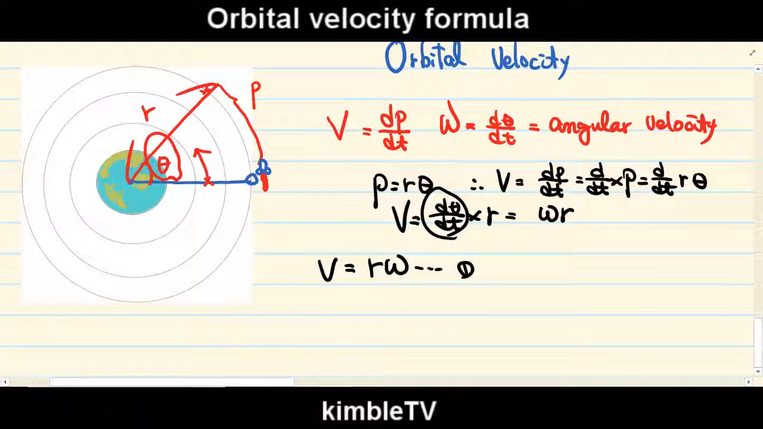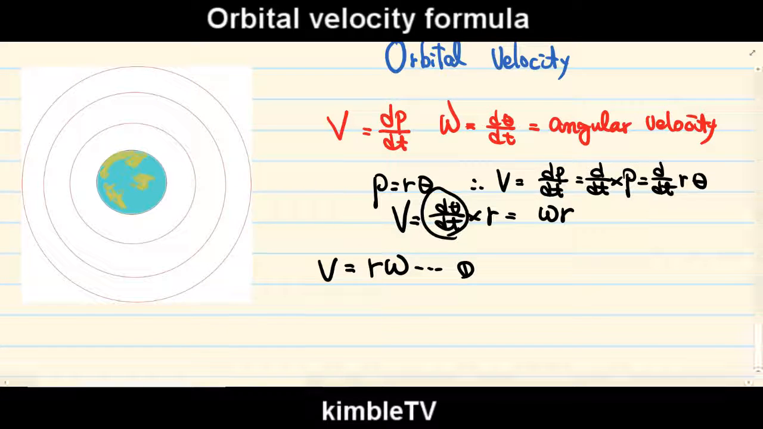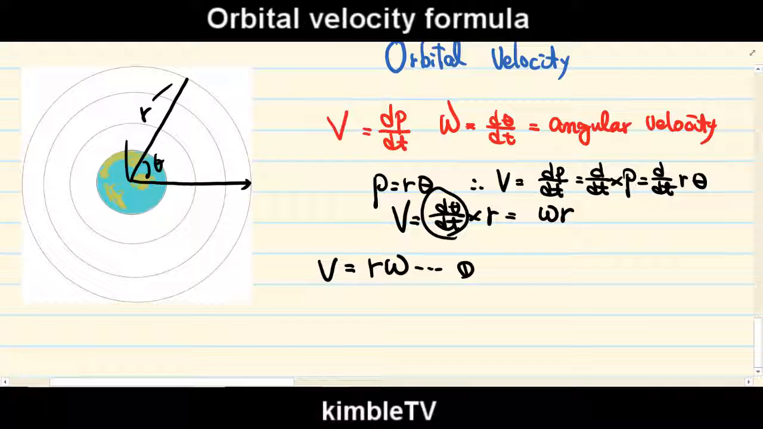Let's find the acceleration. This is the horizontal distance, and radius r, angle theta, and vertical distance. Vertical distance is y equals r sine theta. Horizontal distance is x equals r cos theta.